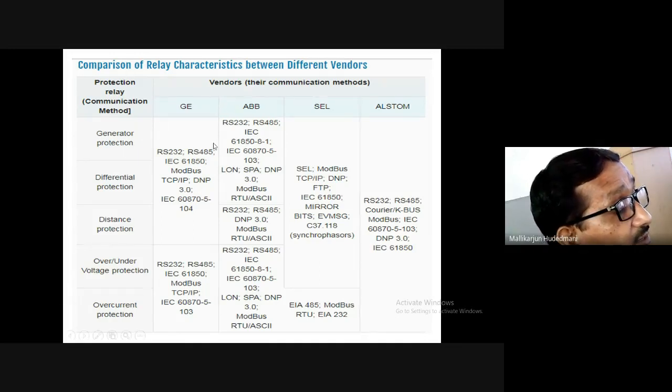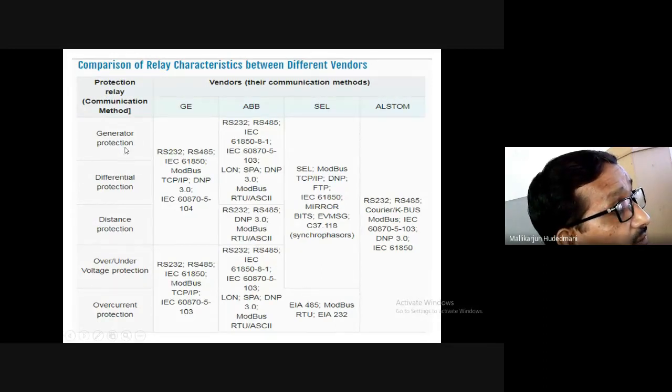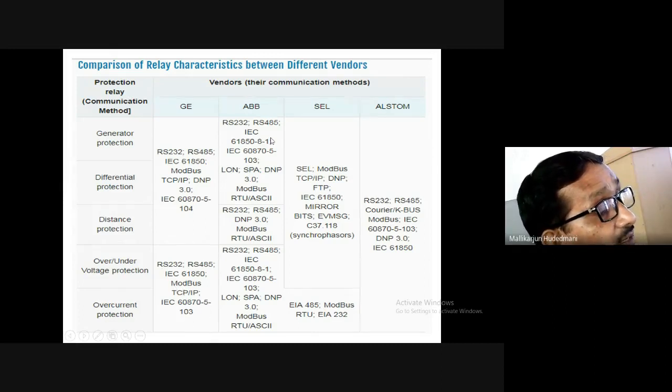So these are the different communicating mechanisms, communicating modes with standards where generator protection schemes are applied, differential protection schemes are applied, distance protection schemes are applied. And for over and under voltage and overcurrent protection, GE is also a player. So it is developing with the hardware and software, then with the standardized protocols and communication mechanisms. And ABB is also developing for this requirement.